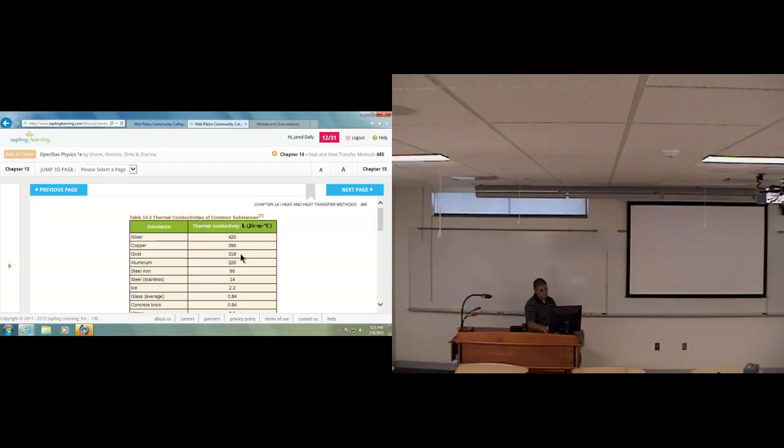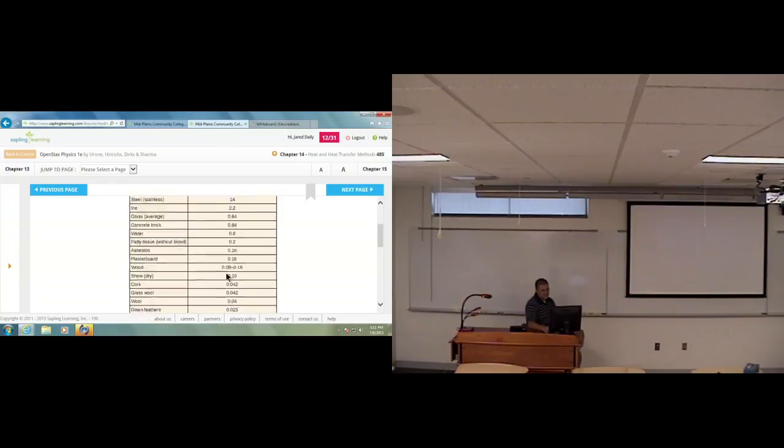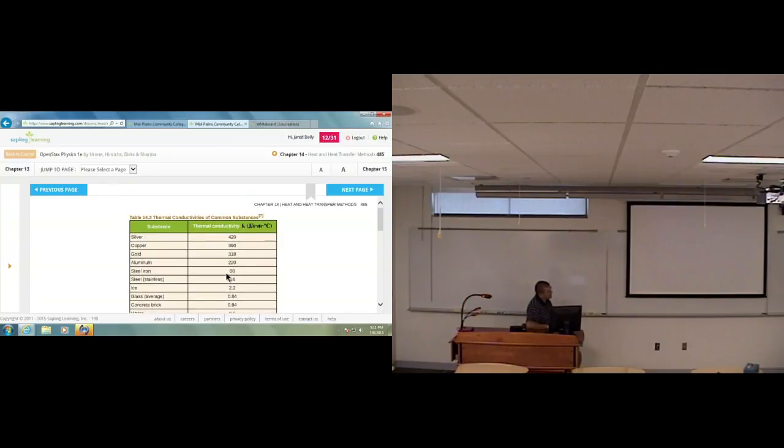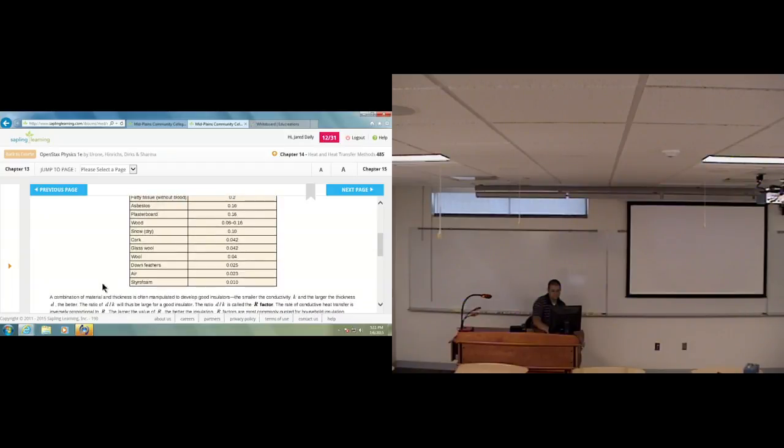Gold is almost as good, but way more expensive. But aluminum's not bad. You know, it's half as much as silver. It's a little bit less than half as much as copper, but it's still pretty good. Iron, not so great, but cast iron is a little bit better because it has more air in it. So anyway, down feathers, 0.025, very, very small.